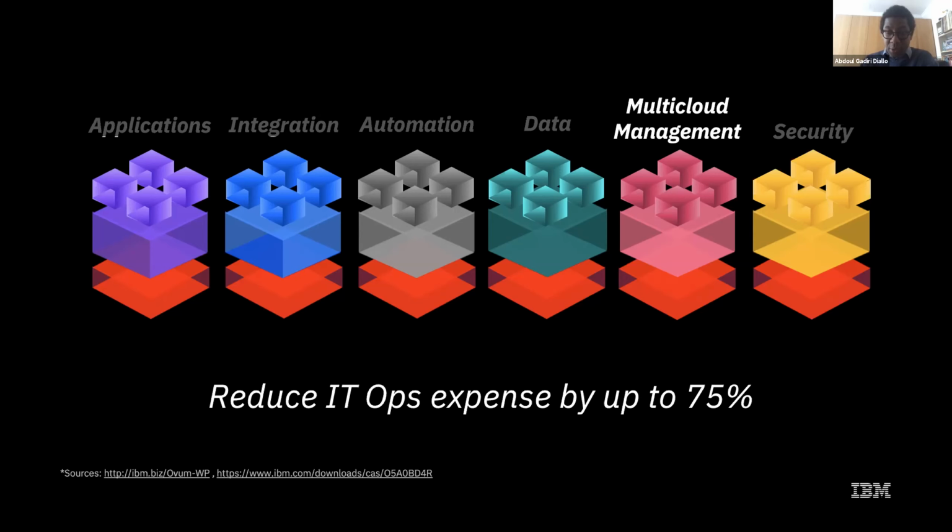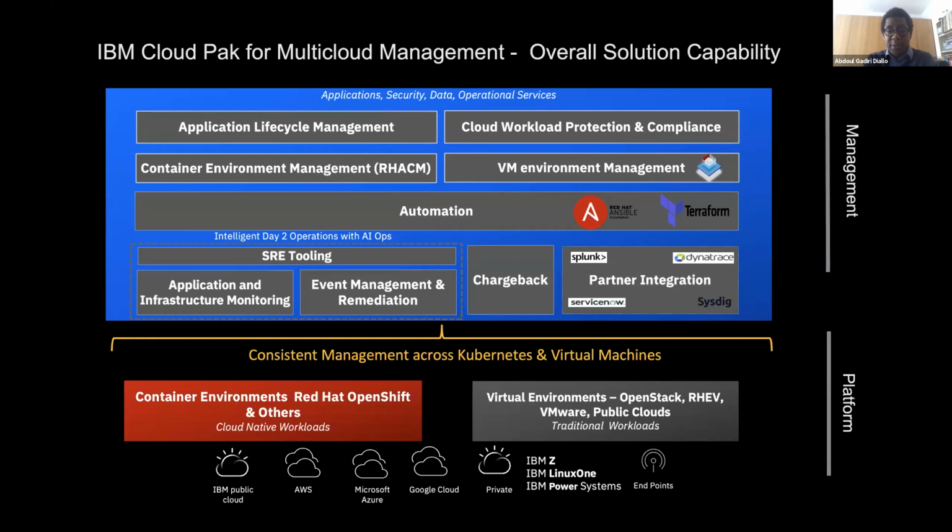So that's a quick intro on the general context and what we try to do with the Cloud Paks in general. Let's now have a look at the Cloud Pak for multi-cloud management itself. What we try to show in this slide is an overall solution capabilities of what we provide in the pack itself. So the main goal of the Cloud Pak here is to provide you a solution that will help you manage in a consistent way applications and also the infra on which they are deployed, and that on Kubernetes.